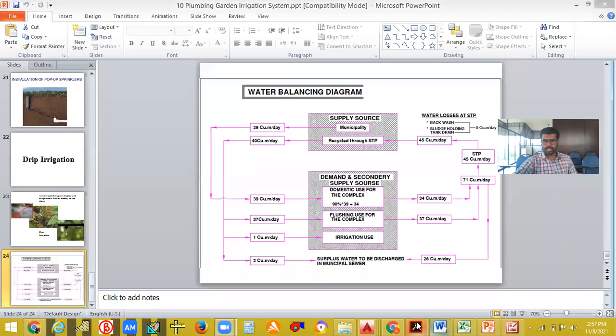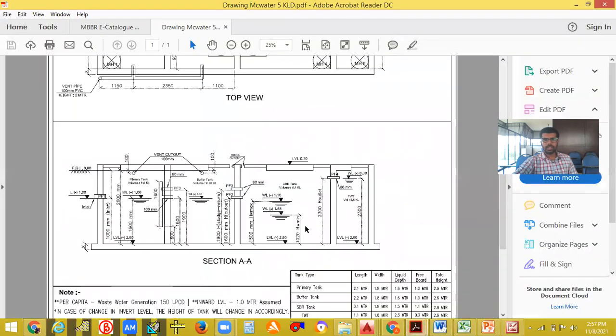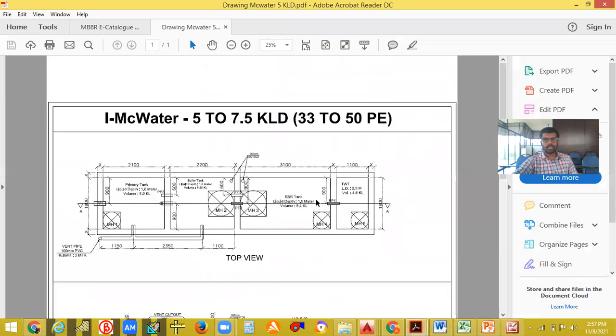So for example, let me show you how they will be giving it. This is one of our other projects only. Actually, I need a 5 KLD. Okay, 30 to 50%, 5 KLD, which means 5,000 to 7.5 kiloliter per day. They have a range. So they will be saying only 5 to 7.5, like that. Okay, so this is the top view.